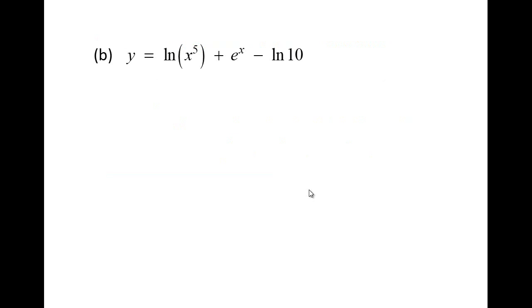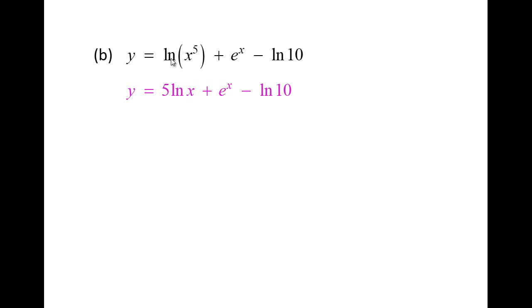Y is a function of x, and y is equal to ln of x to the 5 plus e to the x minus ln of 10. Now, sometimes when log is involved, we might want to use the properties of the log function to simplify the function and then take the derivative. So here, ln of x to the 5 can be rewritten as 5 times ln of x.